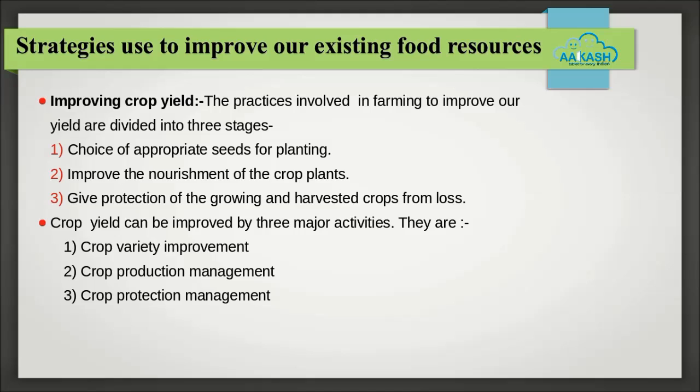Strategies used to improve our existing food resources. Improving crop yield. The practices involved in farming to improve our yield are divided into 3 stages. Number 1, appropriate choice of seeds for planting. 2, improving the nurturing of crop plants. And number 3, give the protection of the growing and harvested crops from loss. Crop yield can be improved by 3 major activities, and they are 1, crop variety improvement, 2, crop production improvement, and 3, crop protection management.